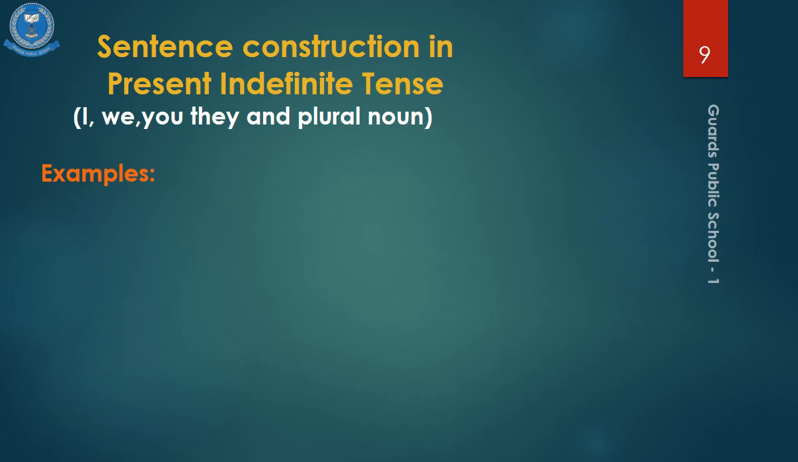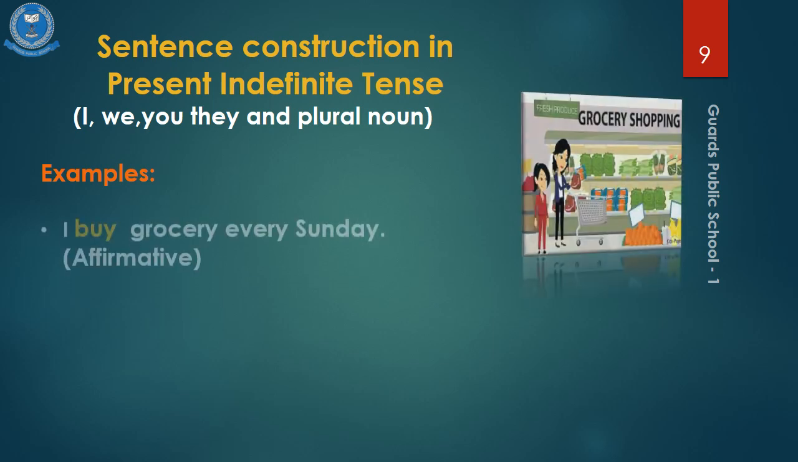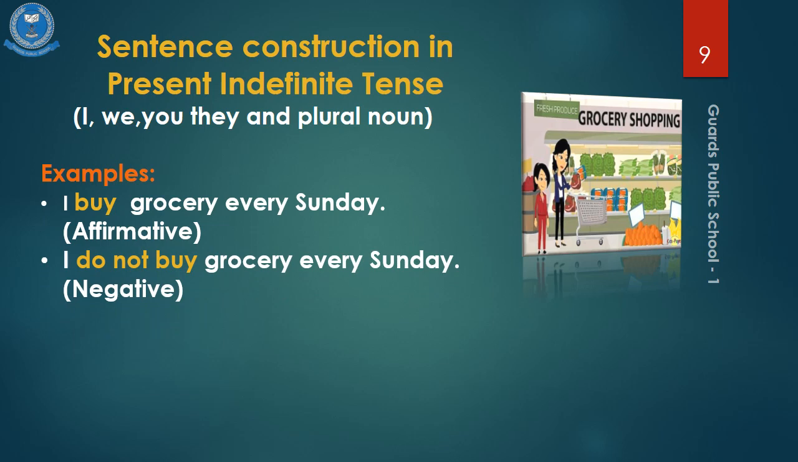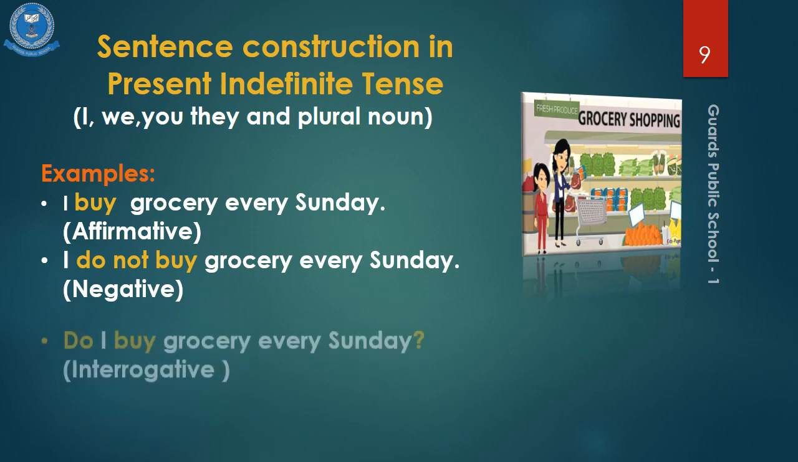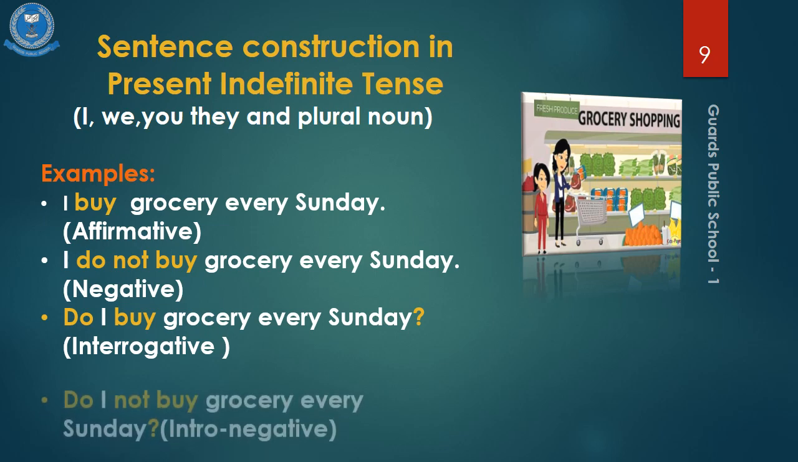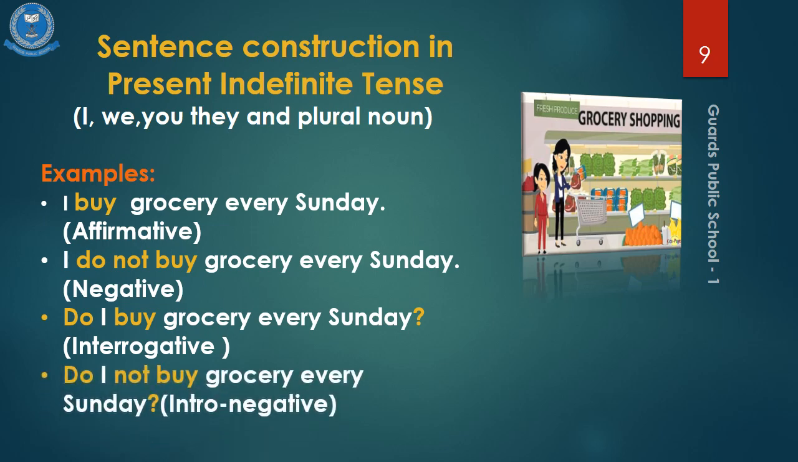Now here we have sentences according to the structure which we have just discussed. Sentence number 1. I buy grocery every Sunday. This is affirmative. In negative, I do not buy grocery every Sunday. Interrogative, do I buy grocery every Sunday? Question mark. And negative interrogative is, do I not buy grocery every Sunday? Question mark.